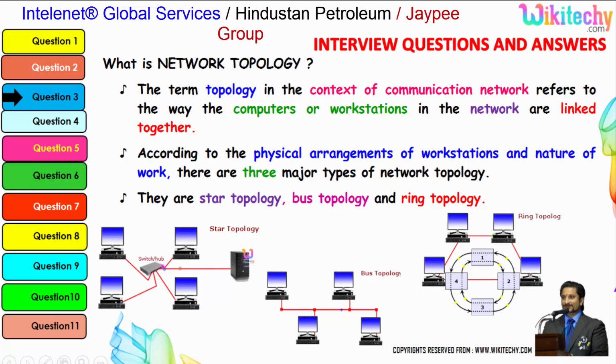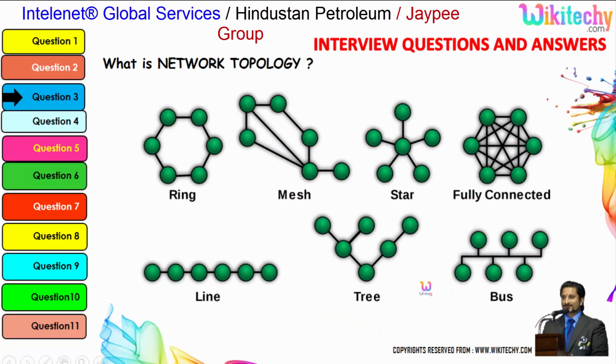Let's talk about network topology. The term topology in the context of a communication network refers to the way a computer or interconnection of computers is linked. According to the physical arrangement of workstations and nature of work, there are major types: star, bus topology and ring topology. Further moving, you are able to see the exact structure. If the computers are arranged like this, it is a ring. This one is mesh, star, fully connected, line, tree and bus topology.